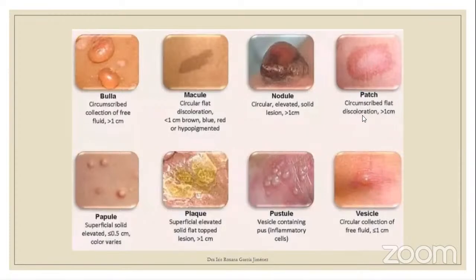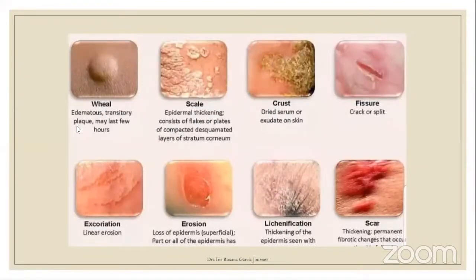And then you have some descriptions about this detail. The descriptions are just for catching more vocabulary and the way to describe these skin lesions. Papule, plaque, pustule, vesicle, wheal, all of them were. Okay, here's the wheal. This is the same as the previous one, just changes the H. The wheal, scale, crust, fissure, excoriation, erosion, lichenification, scar.